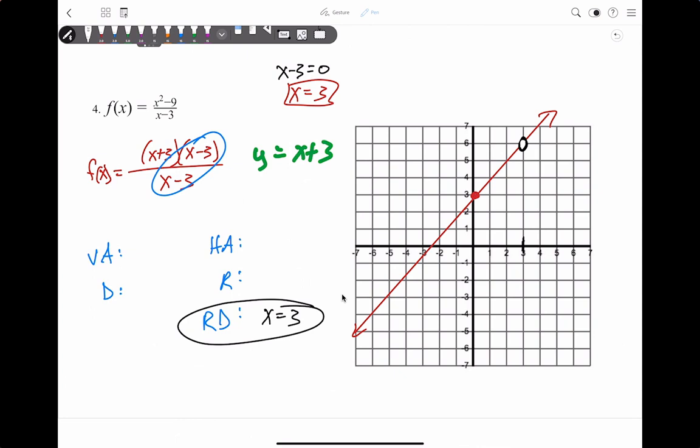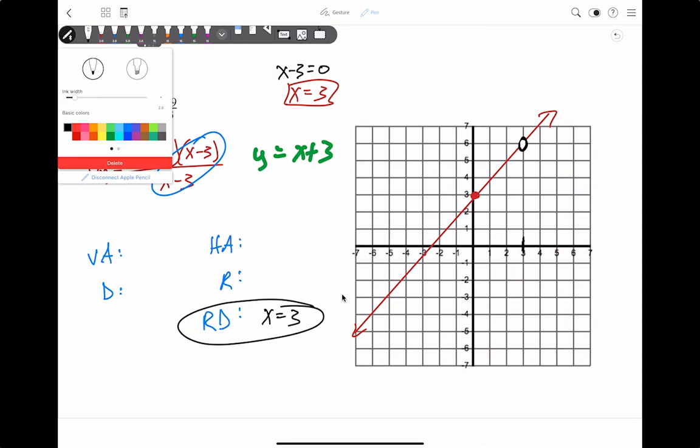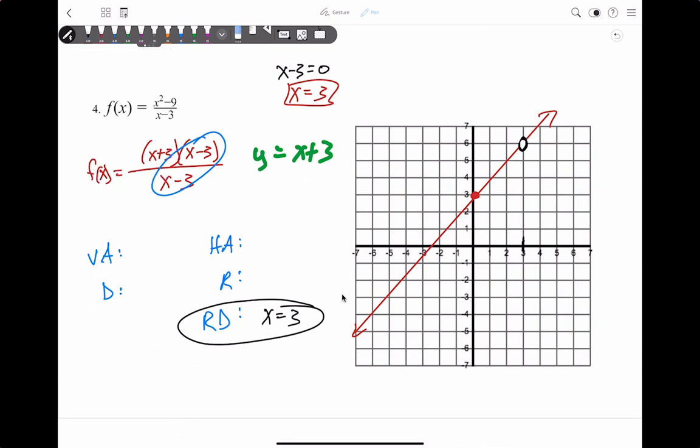Now, if I asked you to solve for this hole by hand, you would take this removable discontinuity right here and plug it into the piece that was left over after the hole has been removed. So if I plug in 3 for x, 3 plus 3 gives me 6. So (3, 6) is where the hole in the graph would exist, which is exactly what you see right here. That's where the hole would exist.